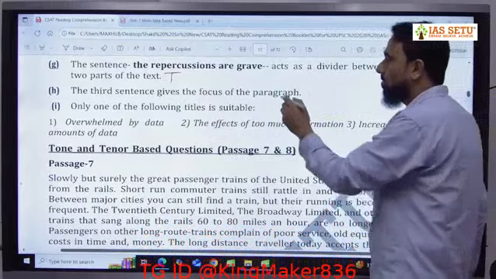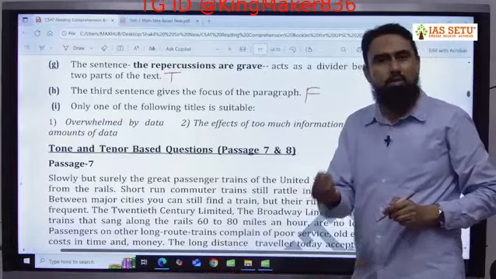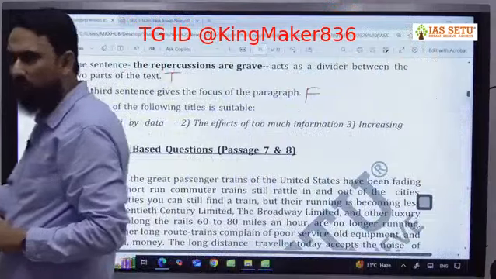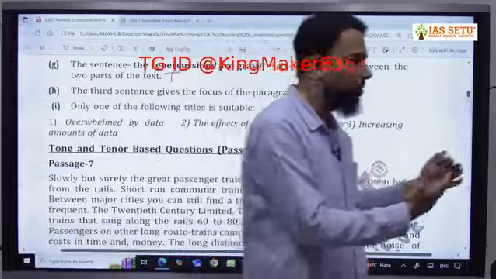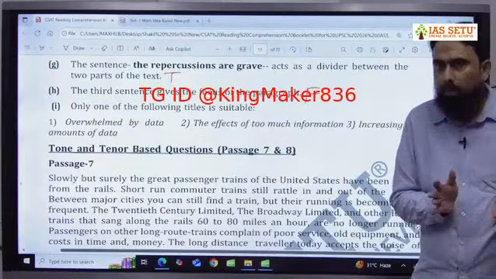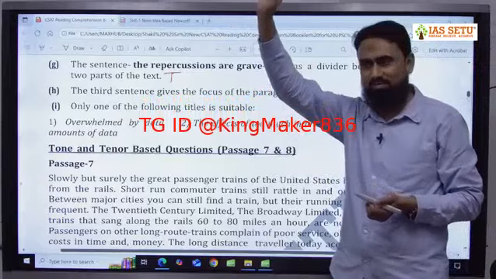Third sentence gives the focus. False, because the third sentence is merely an example sentence. Example, can example be a focus? No. Examples are secondary. Why example? The author writes just to drive home the point. रीडर को आसानी से बात समझ में आ जाए, इसलिए एग्जाम्पल दिया था. तो एग्जाम्पल इज नेवर फोकस, कहीं पे भी नहीं होगा.